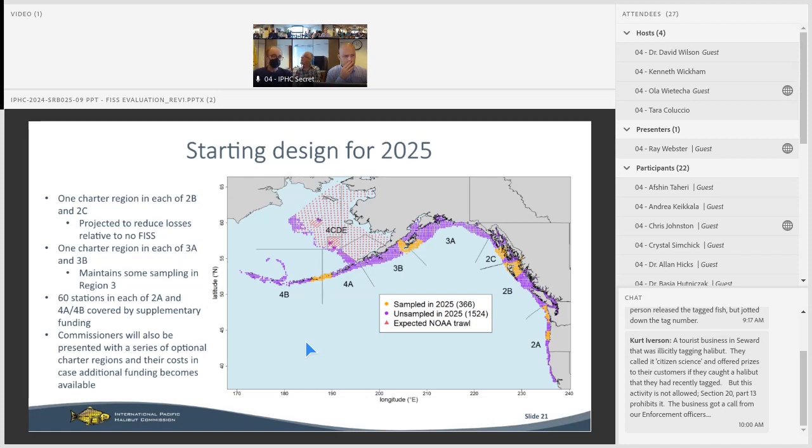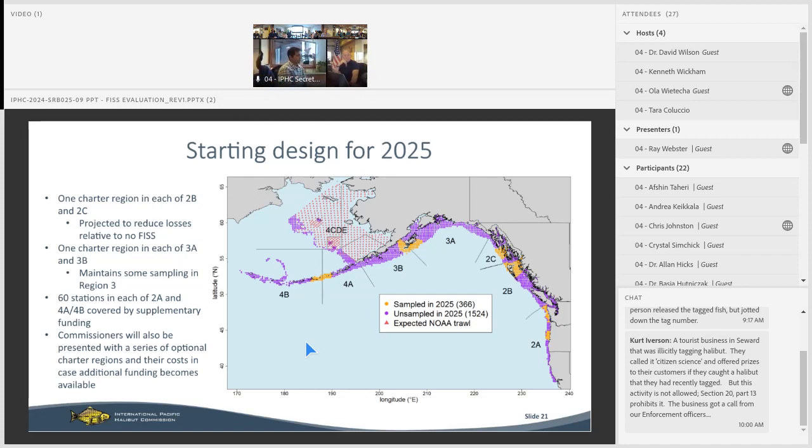So if we do it, it's going to be something like the base block design. We do it over 2 to 3, or in some cases 5. So, starting design for 2025. What are the options?